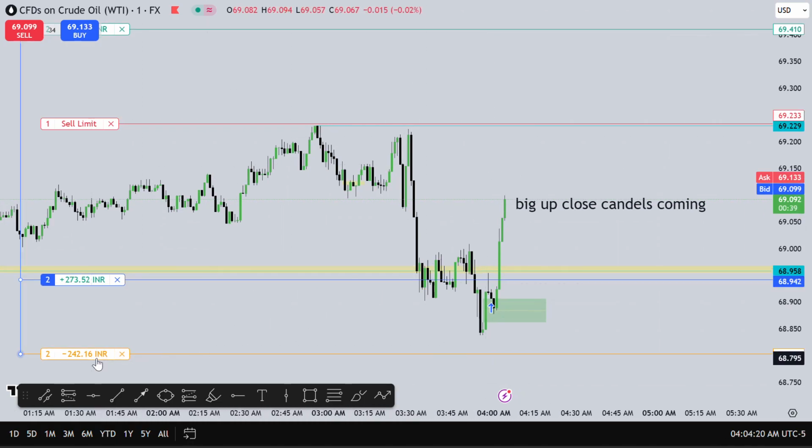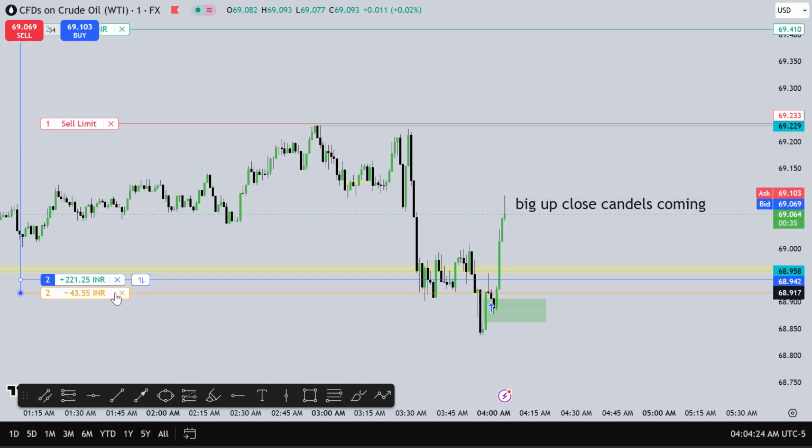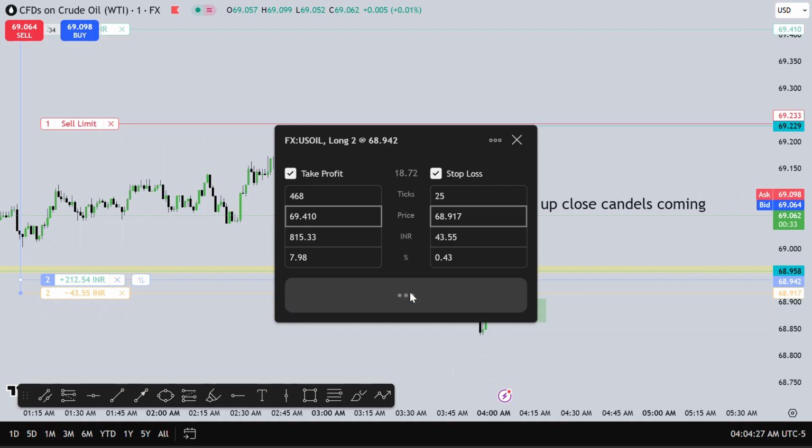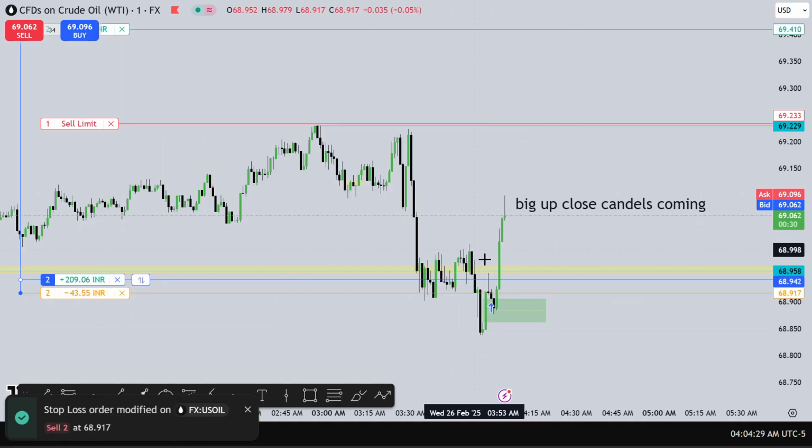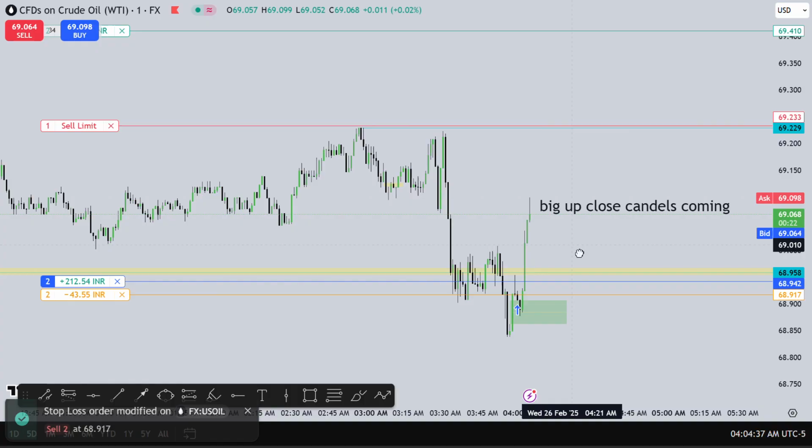So yes, I'm putting the stop loss here because there is no. I don't want to see the candle. This candle wants to be a breakaway gap. So okay, yeah, this candle needs to be a breakaway.